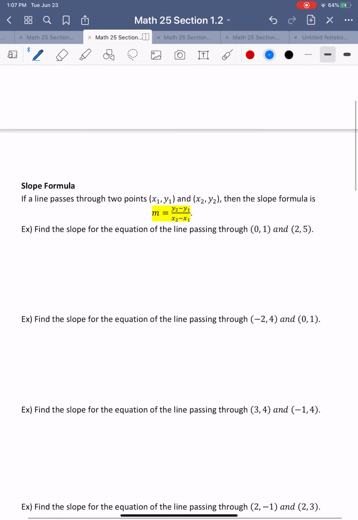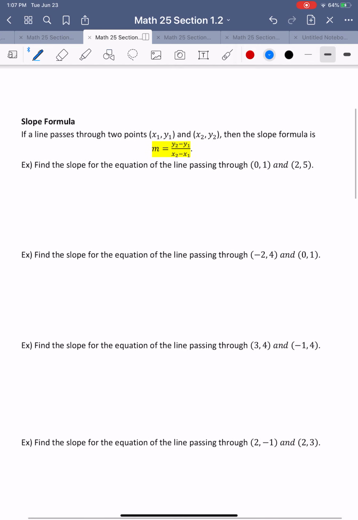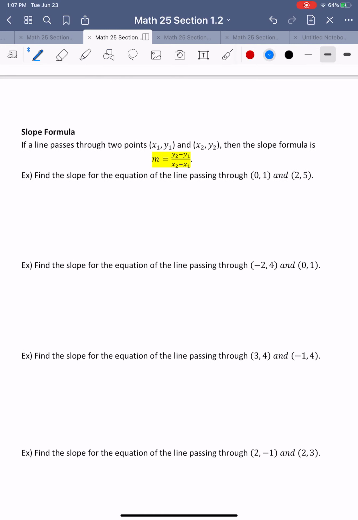Okay, next page. Slope formula. A line passes through two points, (x sub 1, y sub 1) and (x sub 2, y sub 2), which means these must be two different points. For the slope, we use this formula: m equals y sub 2 minus y sub 1 over x sub 2 minus x sub 1. So we are looking for the slope, given two points from the line.